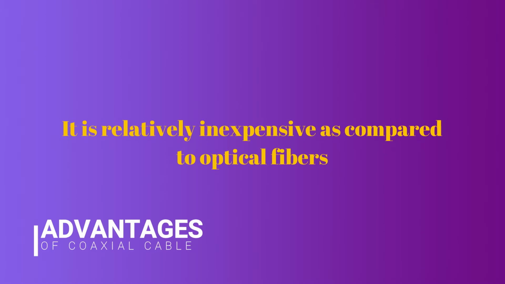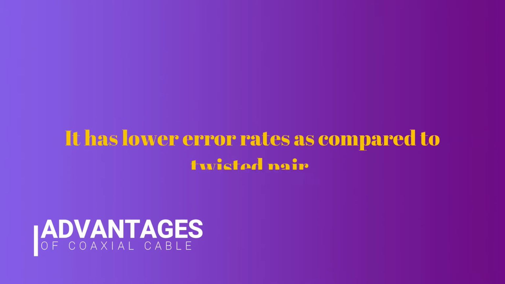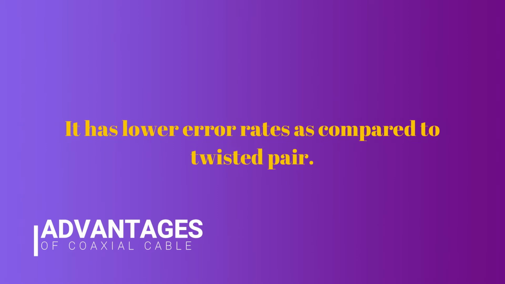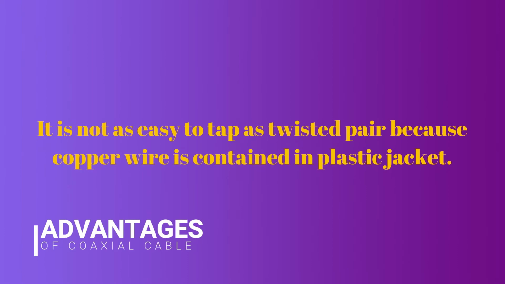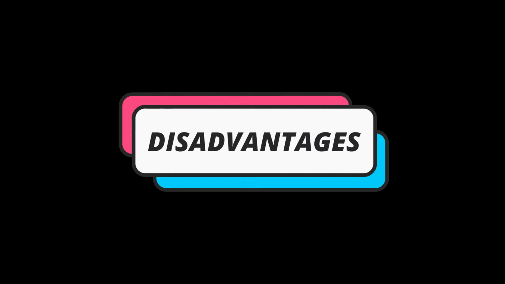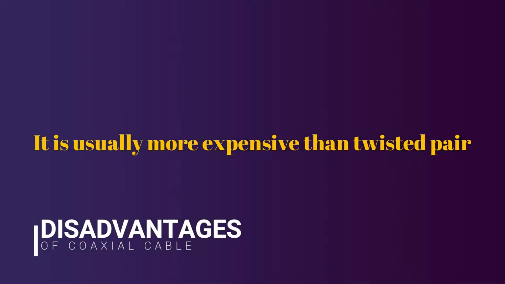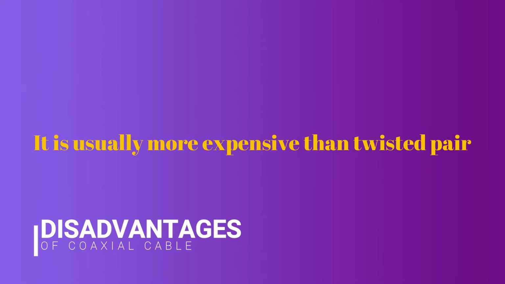It is relatively inexpensive as compared to optical fibers. It has lower error rate as compared to twisted pair. It is not as easy to tap as twisted pair because copper wire is contained in plastic jacket. Disadvantages of coaxial cables. It is usually more expensive than twisted pair.